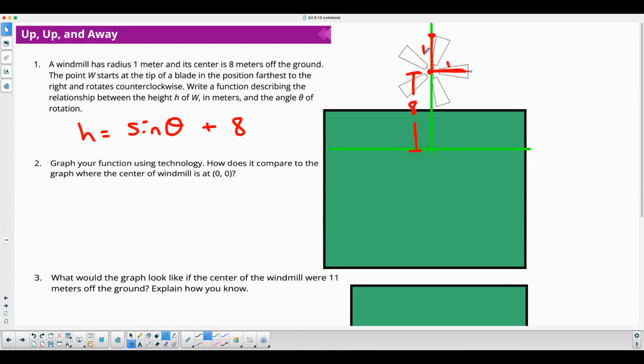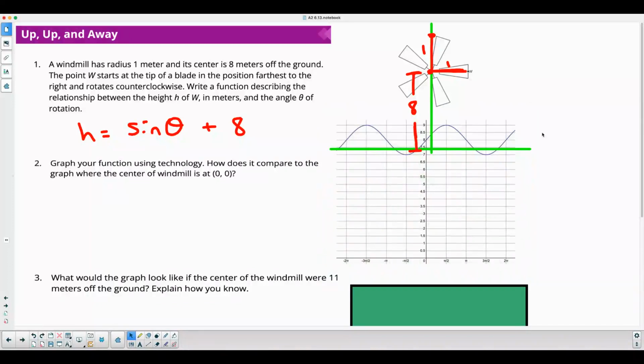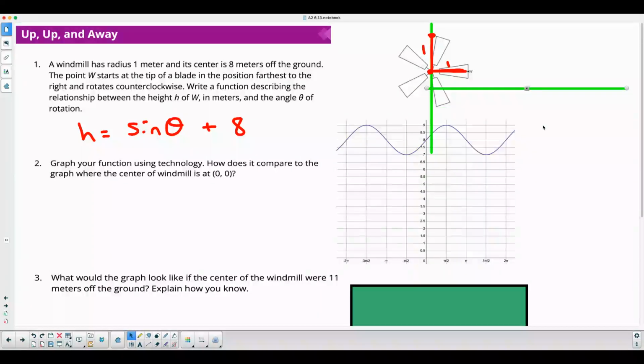Okay, so graph your function using technology. How does it compare to the graph where the center of the windmill is at 0, 0? So it should look like that. All right, let me clean this up here. Get rid of some of this stuff so you can see it. All right. So if you look here, it's the same graph, it just moved up. Okay, so at 0, we're at 8.